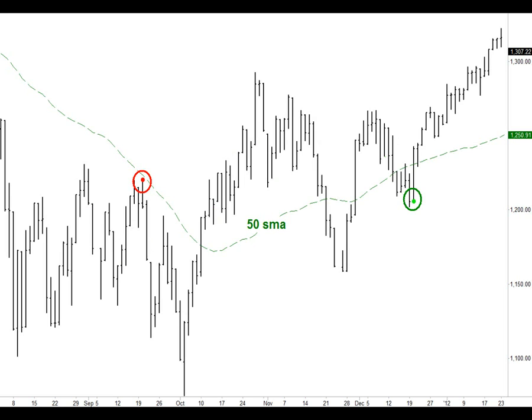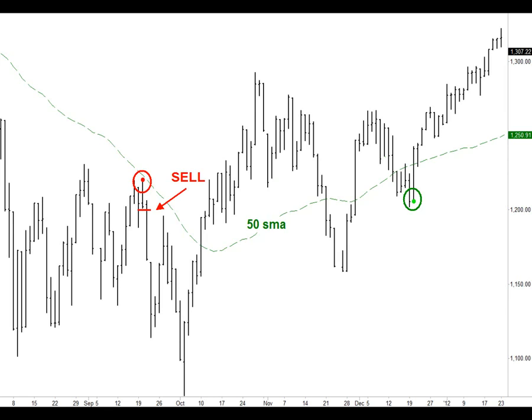Okay, as you can see here, we have the red signal bar circled with red, and we have the green signal bar circled with green. Now, if we're going short, we only want to go short once we trade 1 tick below. This gives us confirmation that we're headed in the right direction.